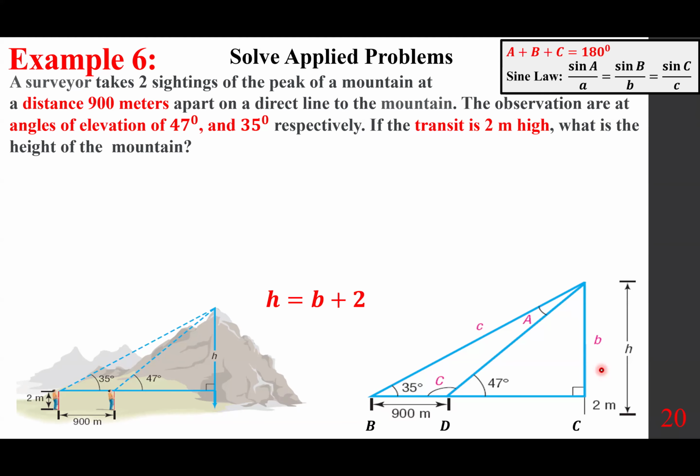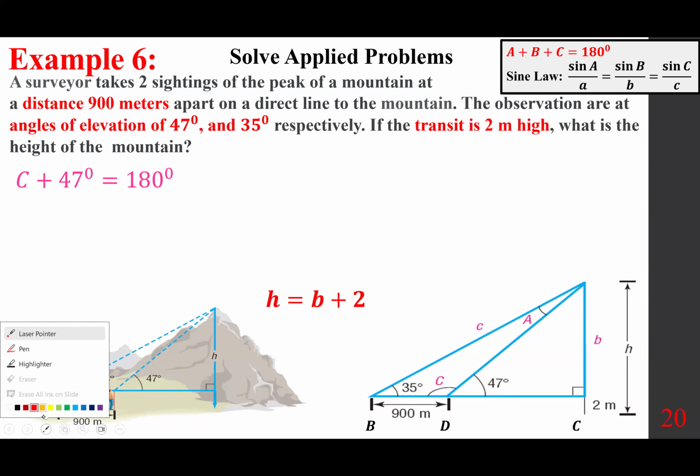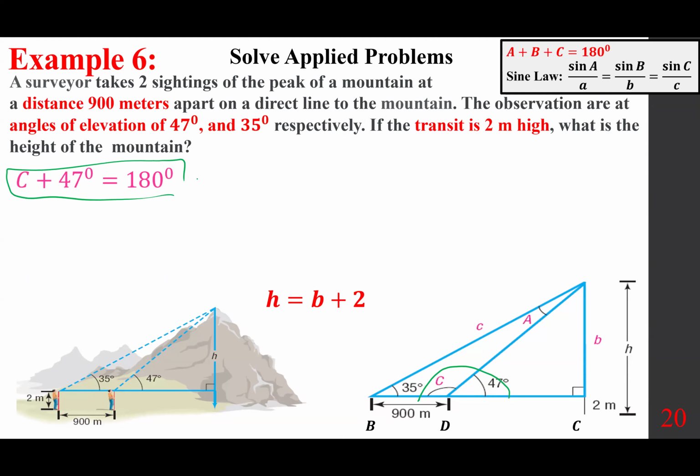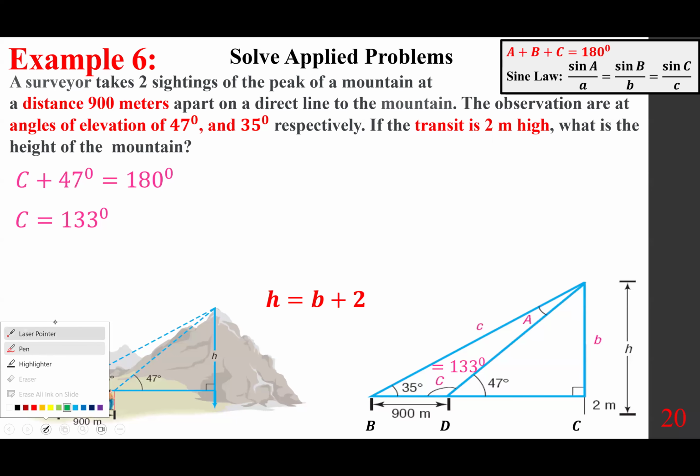Well, if you look at these two angles, they add up to 180. So C plus 47 is 180. This is a straight angle, everybody. So we can find C to be 180 minus 47, or 133 degrees. So C, this angle, is 133 degrees.